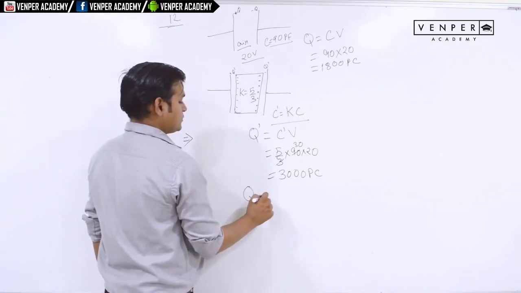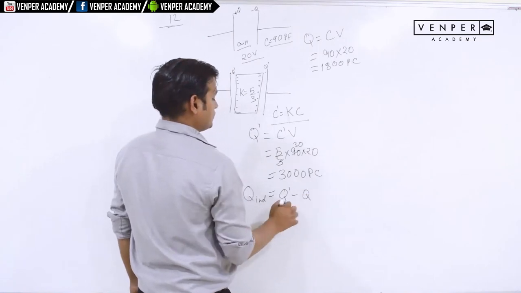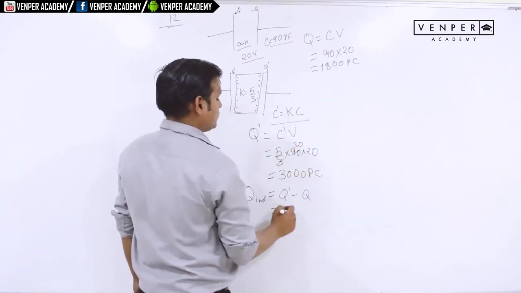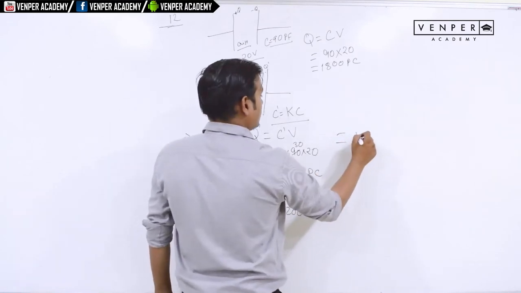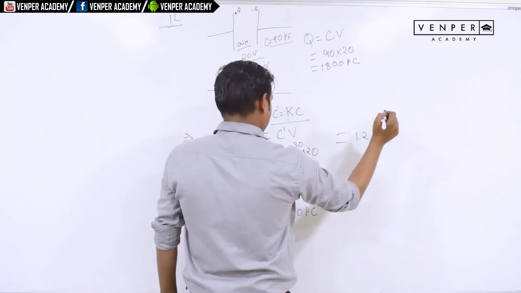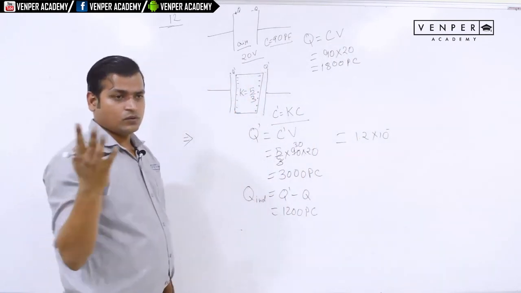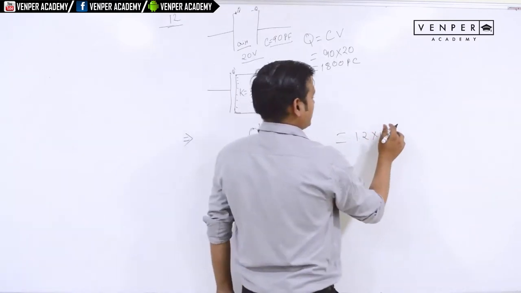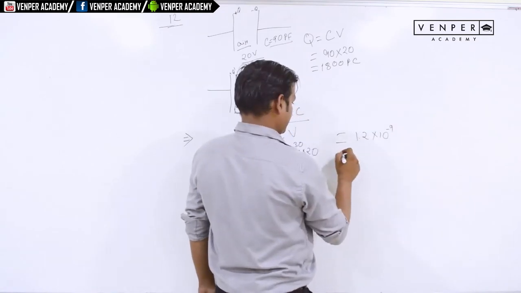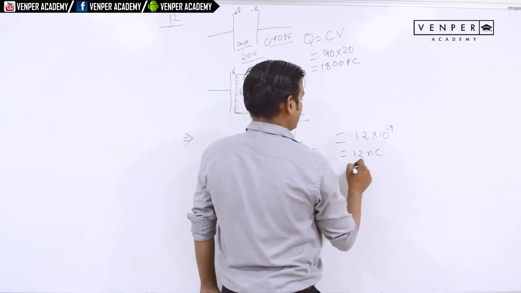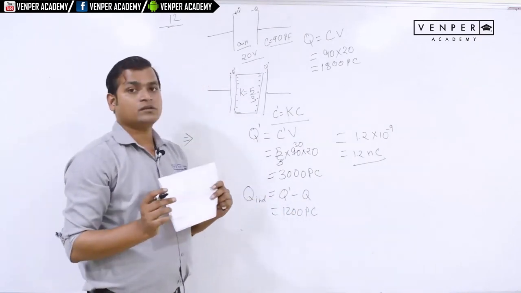Q induced is equal to Q dash minus Q. So 3000 minus 1800 will become 1200 pico coulomb, which means 1.2 into 10 raised to power minus 12. So you can say that this one is 10 raised to power minus 9, so 1.2 nanocoulomb. So the correct answer is 1.2 nanocoulomb, option number 3.